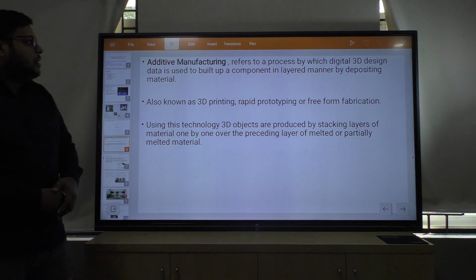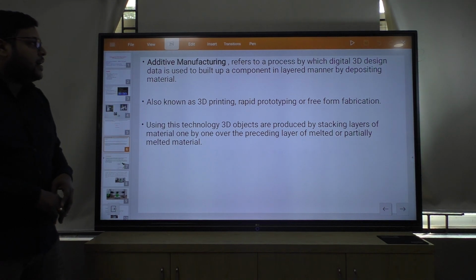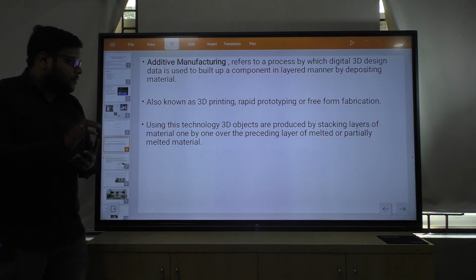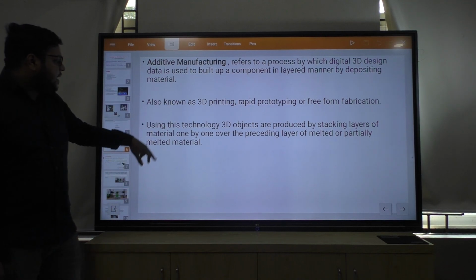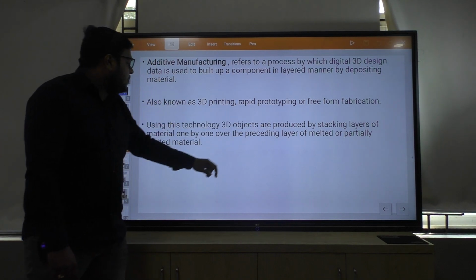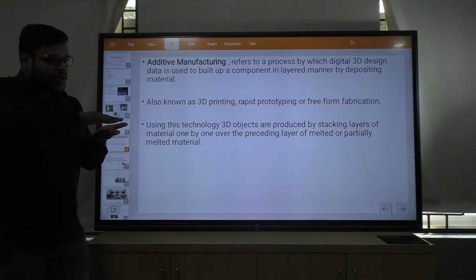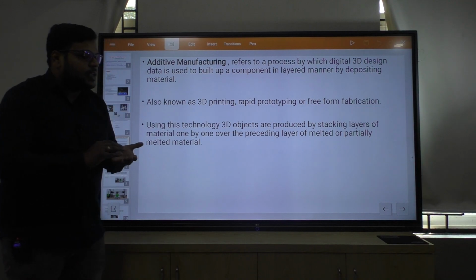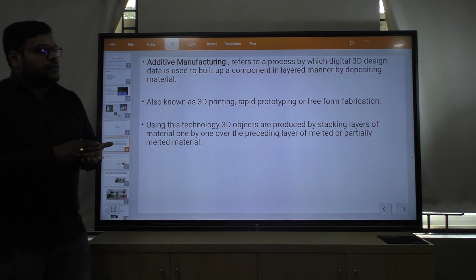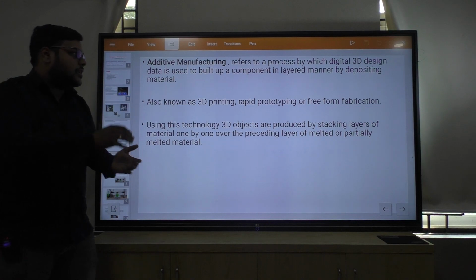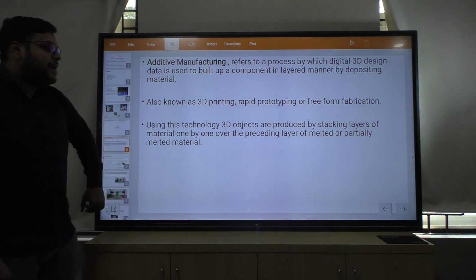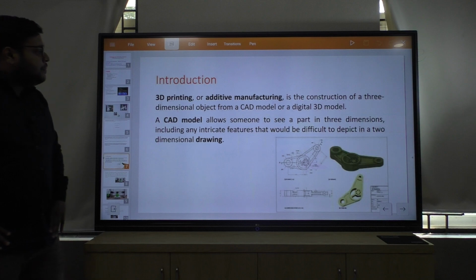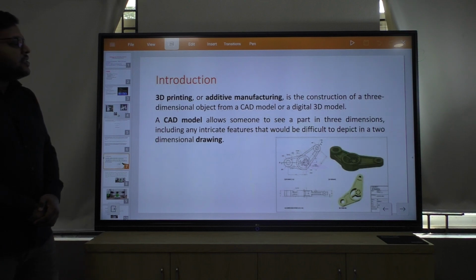Obviously, in additive manufacturing two terms are very important: the layered manner. Whatever material we deposit will be deposited layer by layer. The second important thing is that we stack one layer of material over another. Once one layer is completed, we go to the second layer, and once the second layer is completed, we go to the third layer. The layers are pasted one over another with the help of melted or partially melted material.